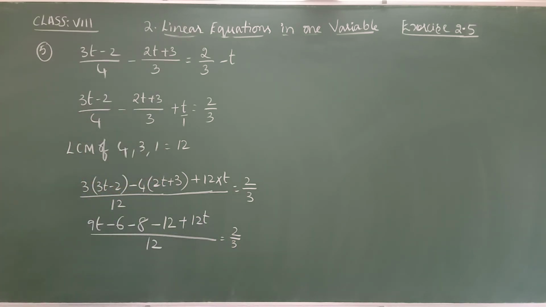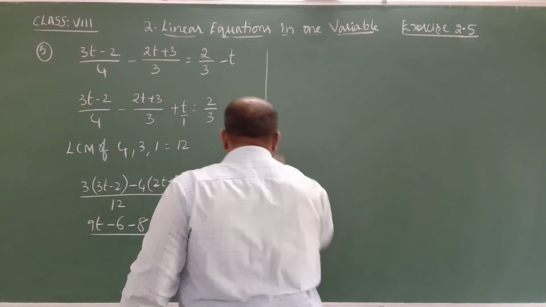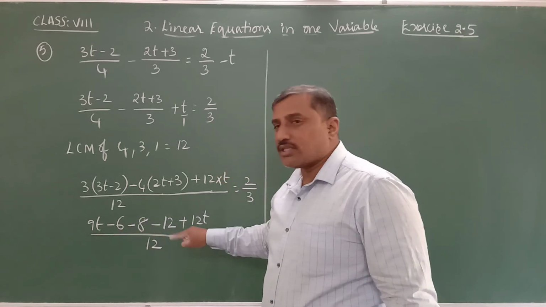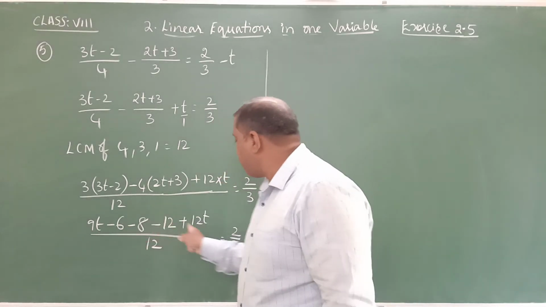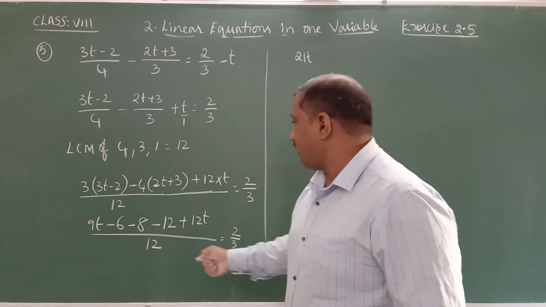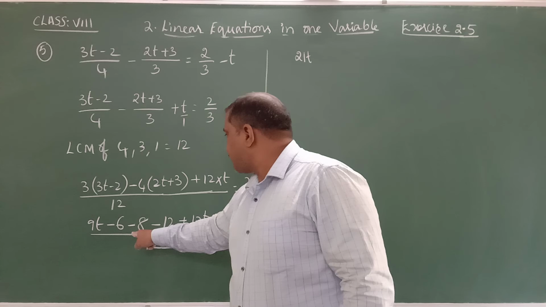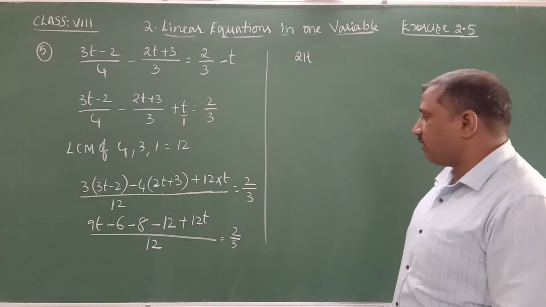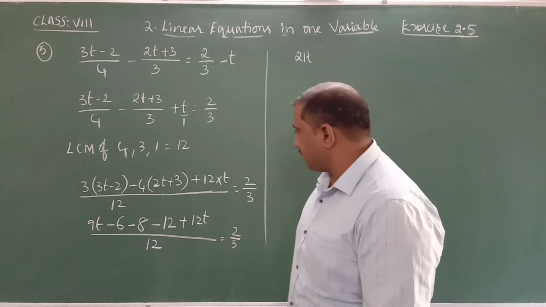Now add or subtract the variables and constants. Now what do we get? 9t plus 12t are there. Both are positive. 9 plus 12 is 21, so 21t. Then minus 6, minus 8 and minus 12 are all negative integers. Sorry.